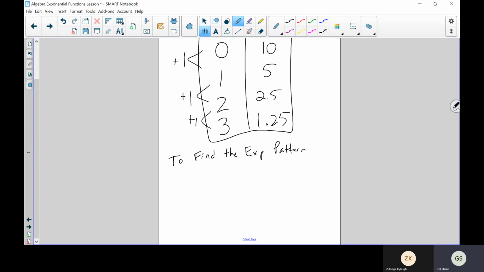So I'll come back up to the table in a second. Step 1. You guys can copy this down when you have a seat. Start with the bottom y, and that symbol means number, if you don't know what that means. So to find the exponential pattern, step 1, start with the bottom y number.